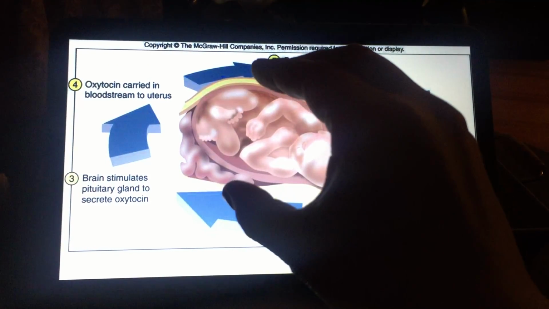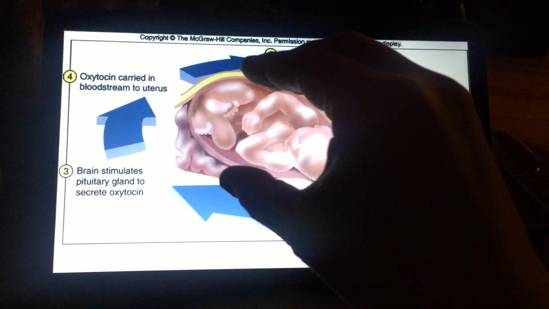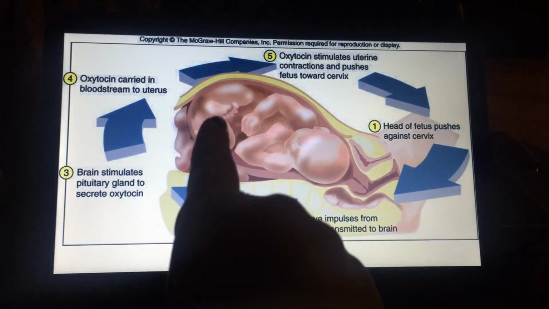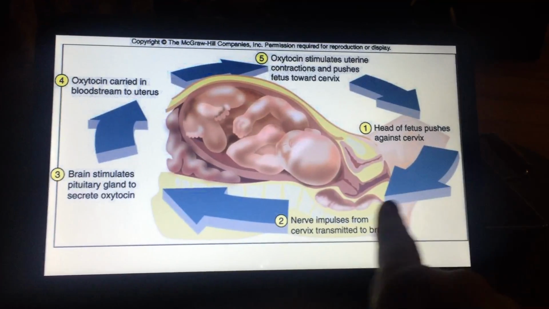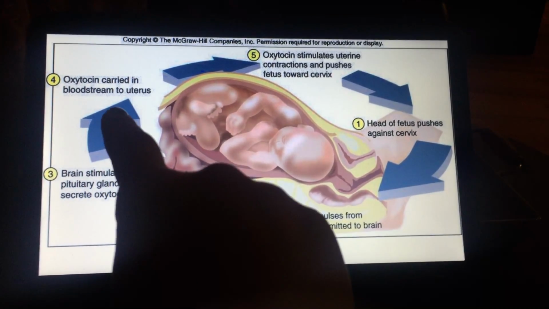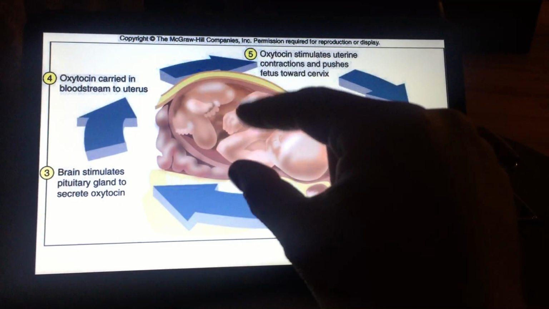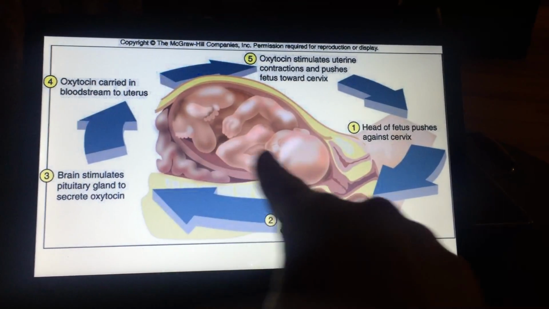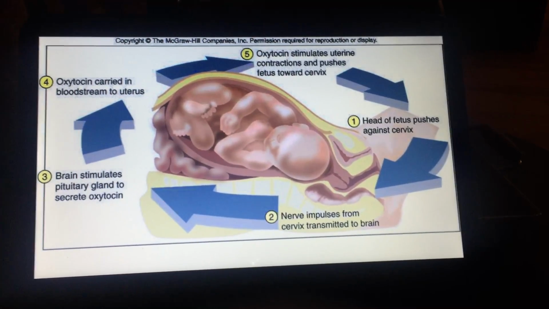And a contraction in the uterus is literally just squeezing like this. More squeezing like this, though, causes the baby to push further against the cervix. Again, more messages, more oxytocin, more contractions, until eventually the squeezing is strong enough to send this baby on out. But of course, we know it's not that easy.